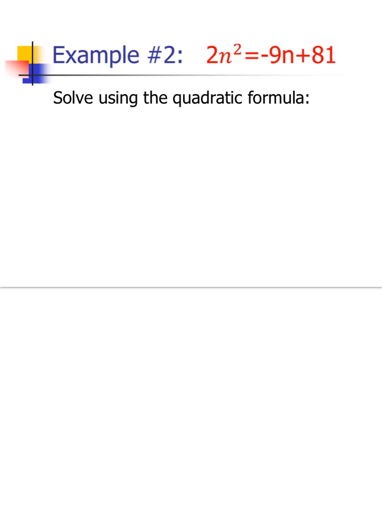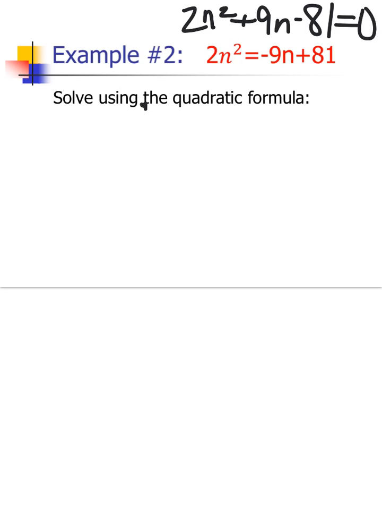Okay, example 2 looks a little different, and here's why. It is not in standard form yet, so let's rearrange. That will be 2n squared plus 9n minus 81 equals 0 when you set it equal to 0.